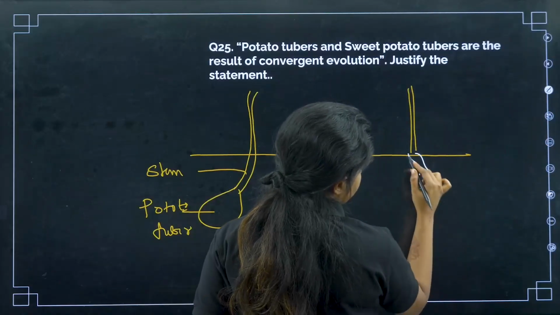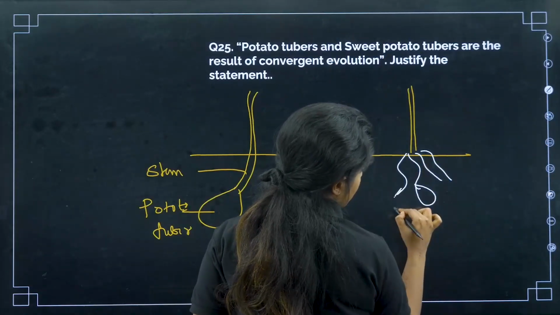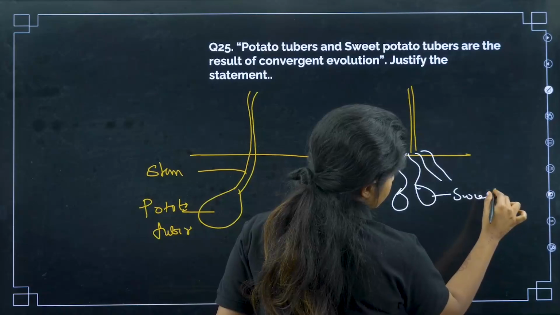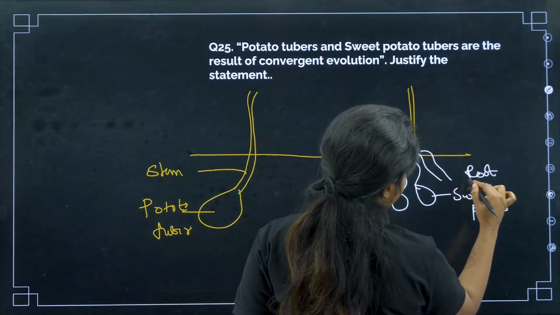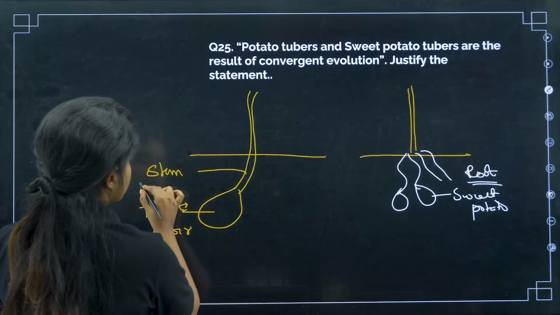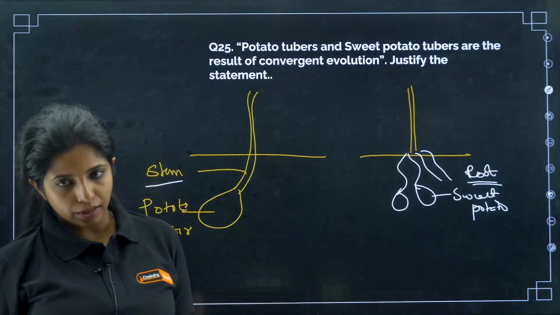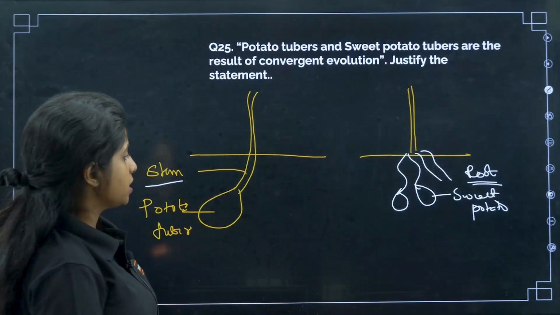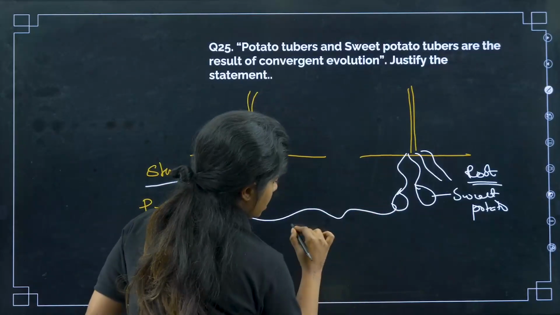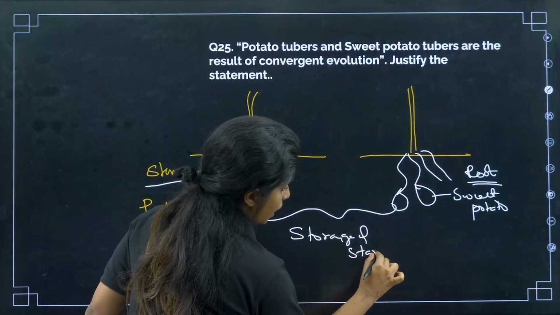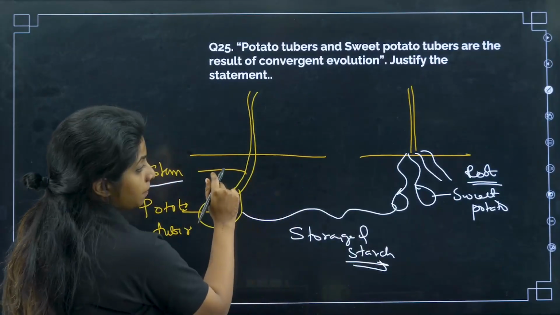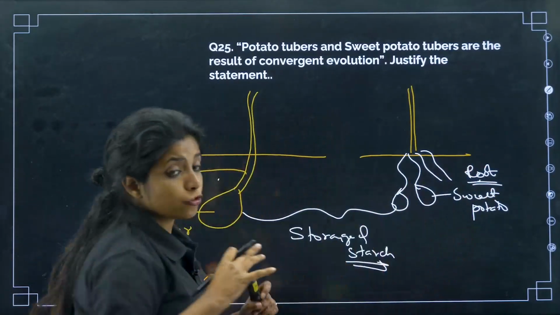When you talk about sweet potato, the roots are there and the roots are going to enlarge. This is sweet potato, and this is the root, my dear children. This was the stem, my dear children. Now over here, if you see, both of them are doing the common function, that is storage of starch. But here it is stem and here it is root. The structure is totally different.